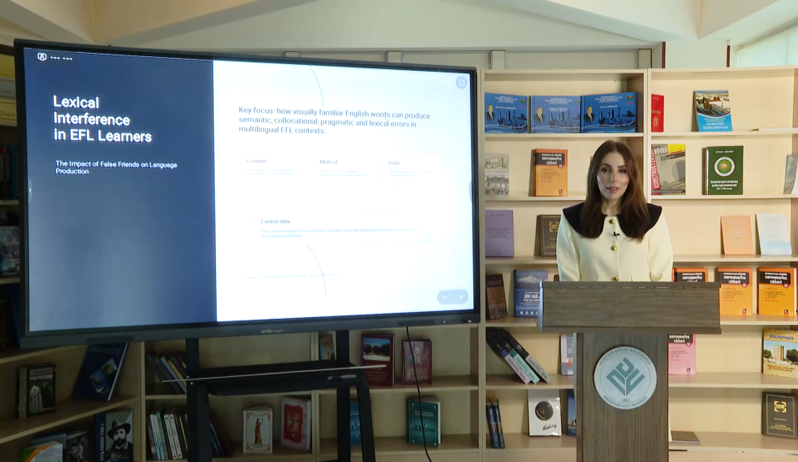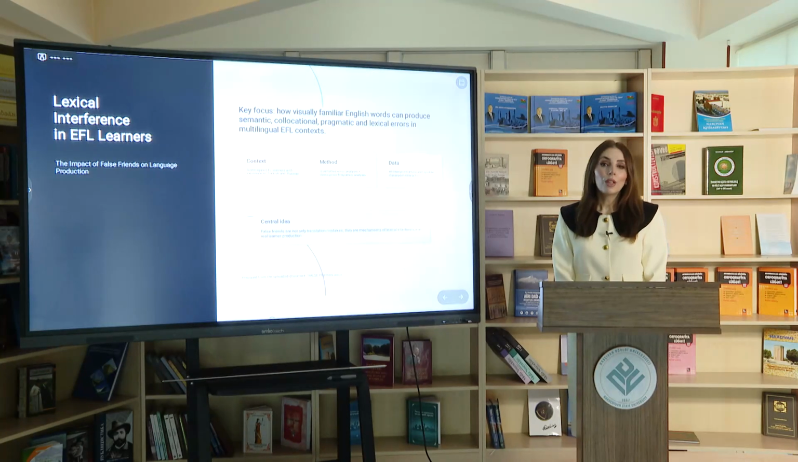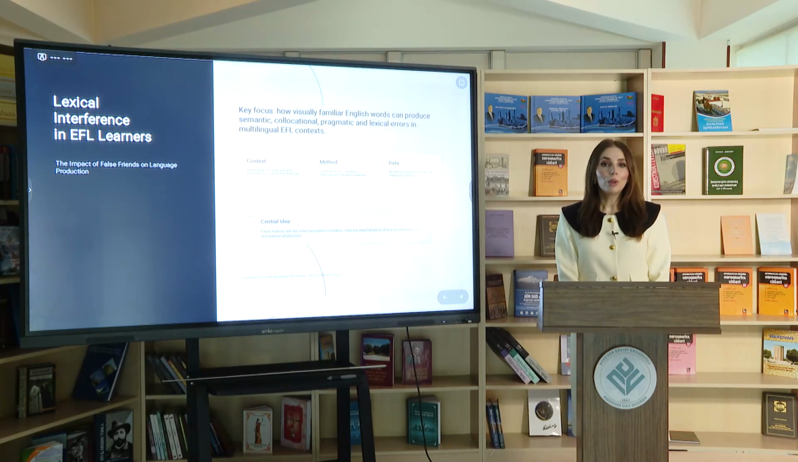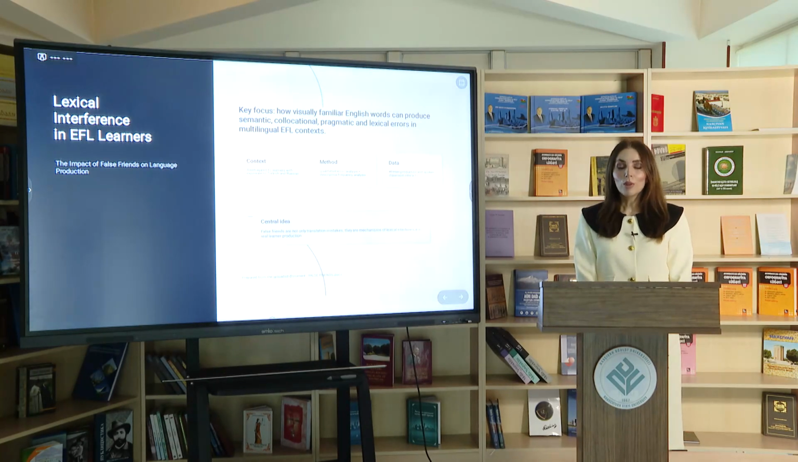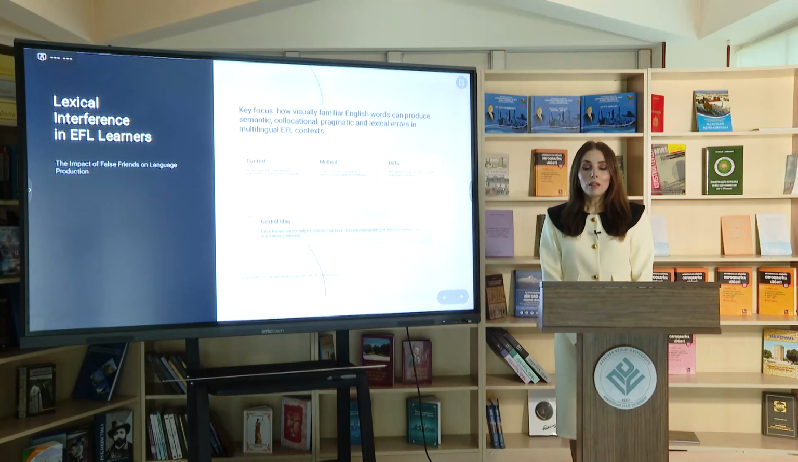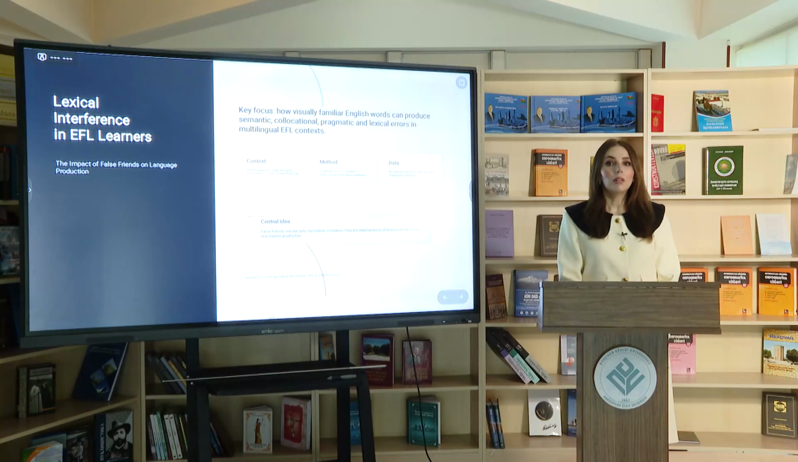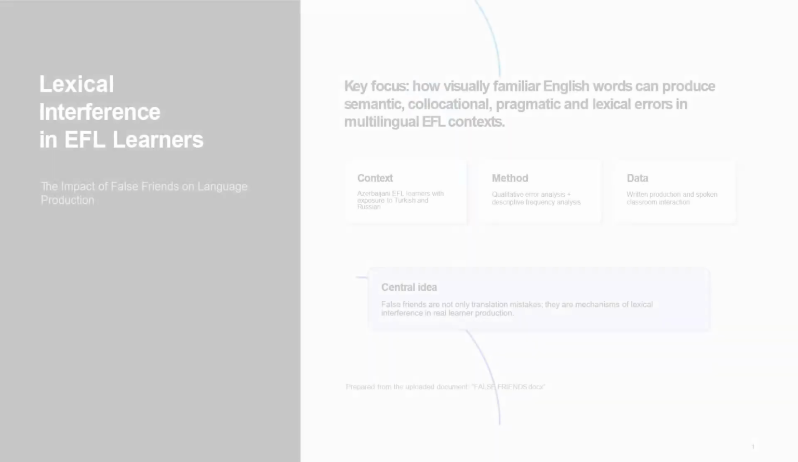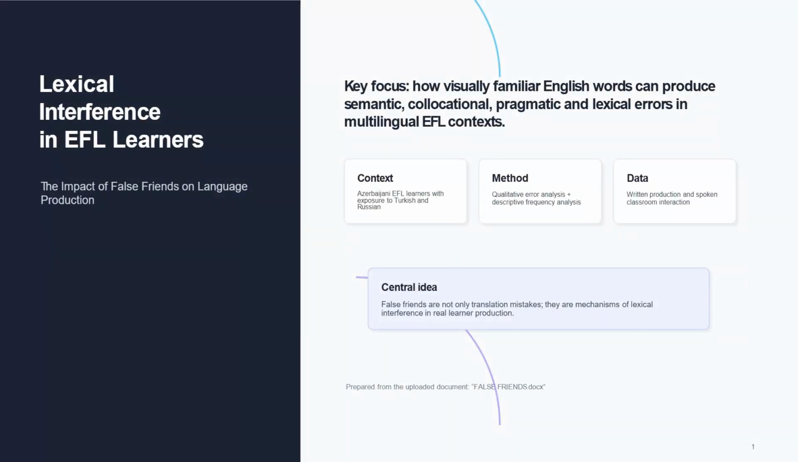What is a false friend? False friends are words that sound and look similar, but they have different meanings in two languages. Because of it, students may think that they know the meaning of the word, so they use it in a different or wrong context.